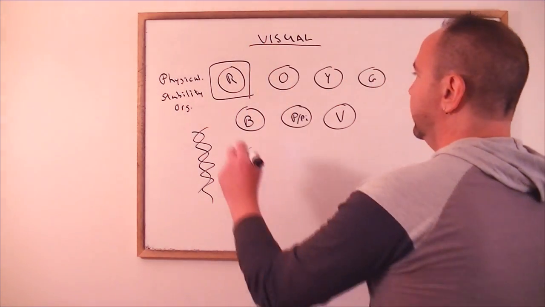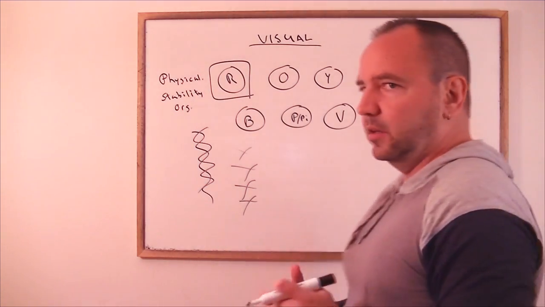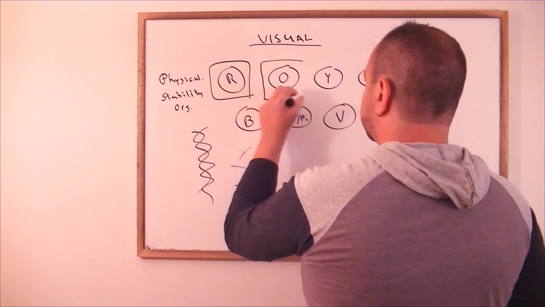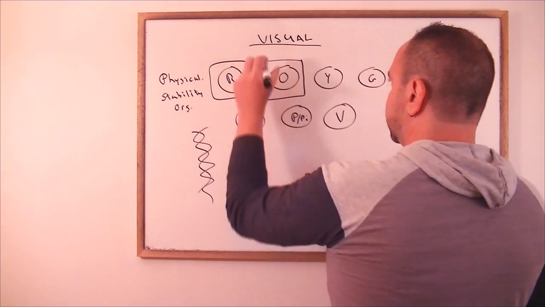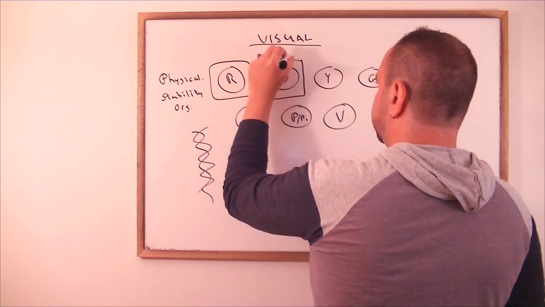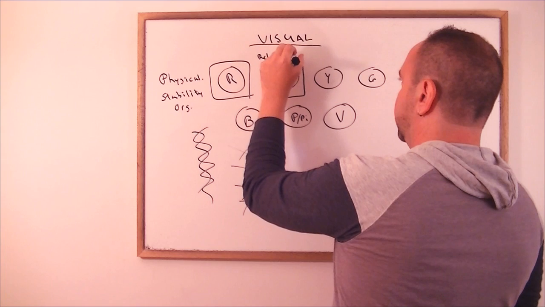So again, the red ray: physicality, stability, organization, solid foundation. Okay? And we're looking over at the orange ray. Okay? This can do with relationships, sexuality. Okay? This can also represent the idea of body-mind connection.